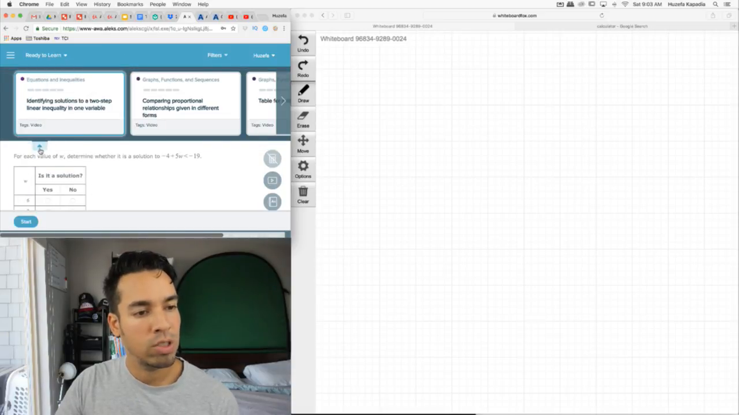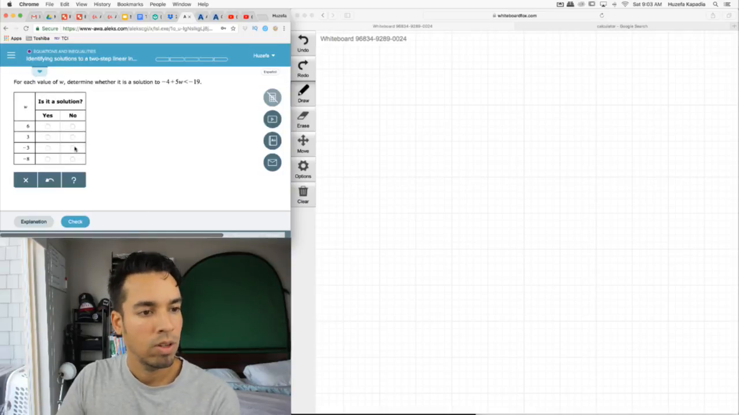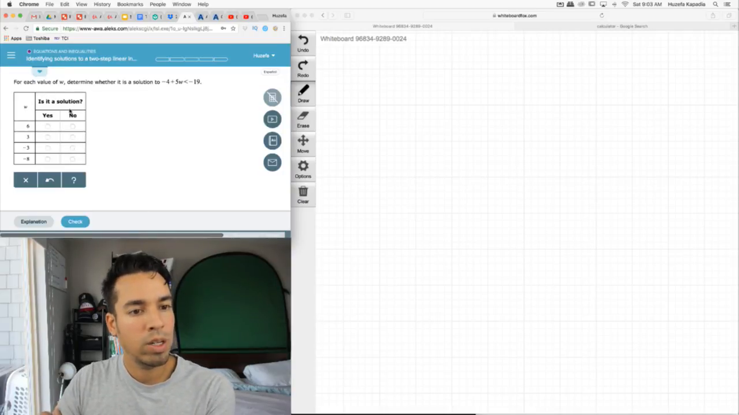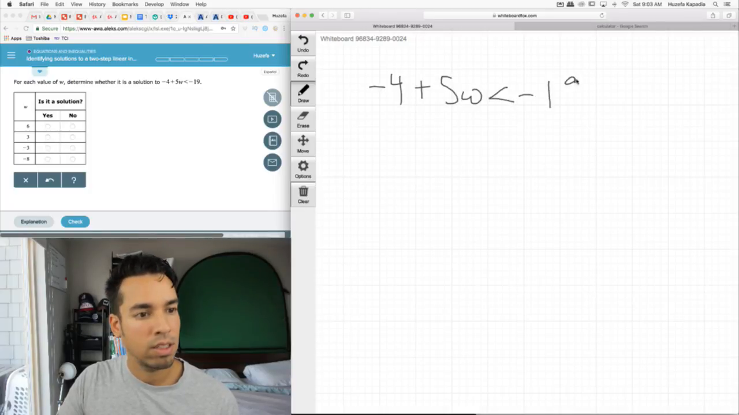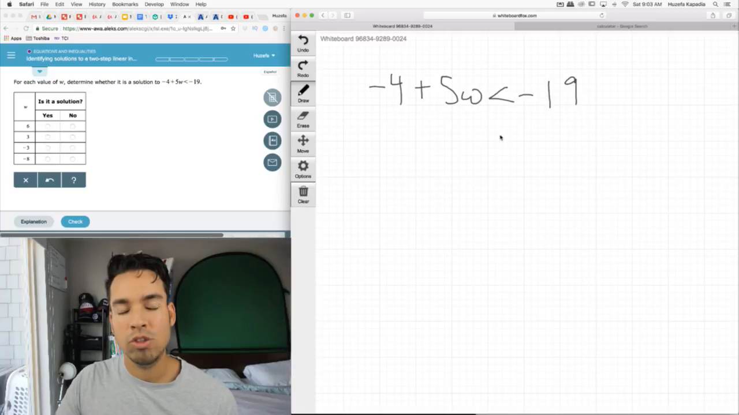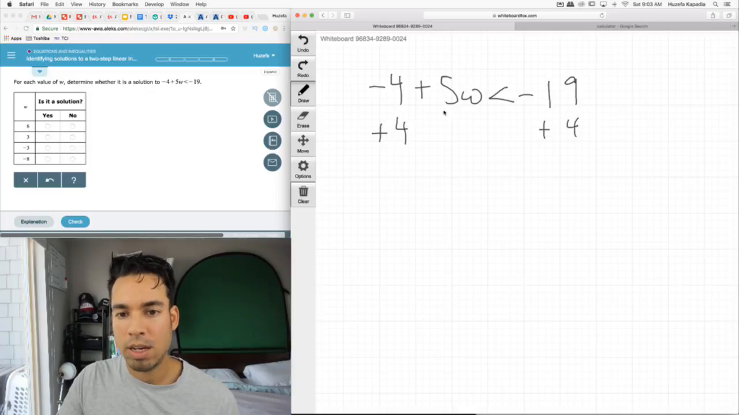Identifying solutions to a two-step linear inequality in one variable. For each value of w, determine whether it is a solution to -4 plus 5w is less than -19. So if we want to know if these are solutions, first thing we've got to do is isolate w, and that'll make it a lot easier. So I'm going to add 4 to both sides, and I've got 5w is less than -15.